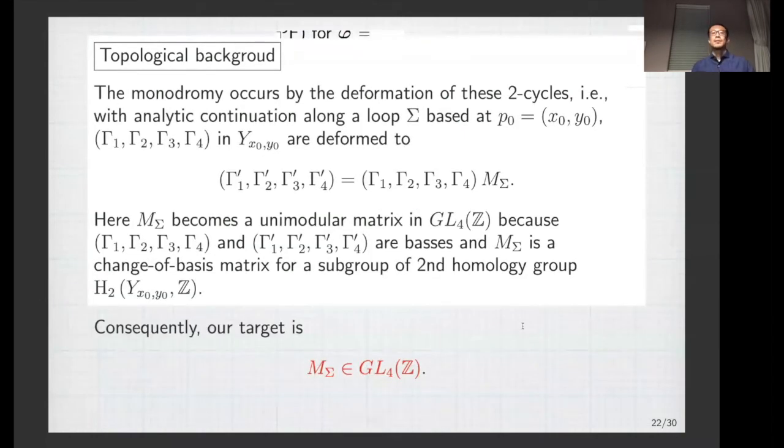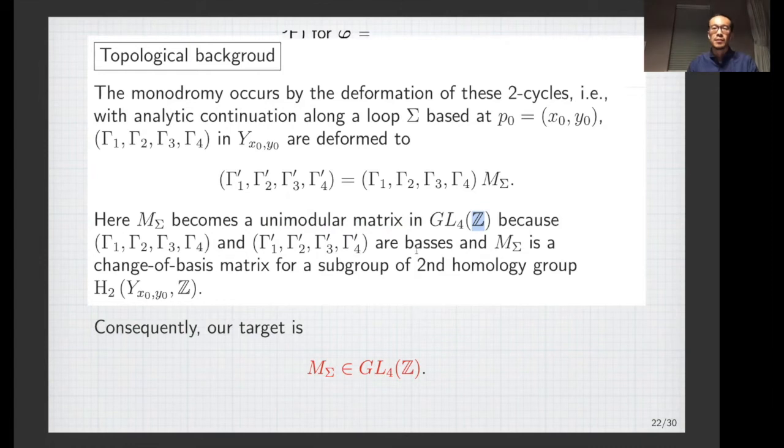And the important point is that monodromy occurs by deforming these two cycles. That is, by using analytic continuation along a loop sigma based at the base point P0, the two cycles in the K3 surface are deformed by this formulation. Here M sigma becomes a unimodular matrix in the integer general linear group, and because these two cycles are a basis, M sigma is a change of basis matrix for the subgroup of the second homology group.